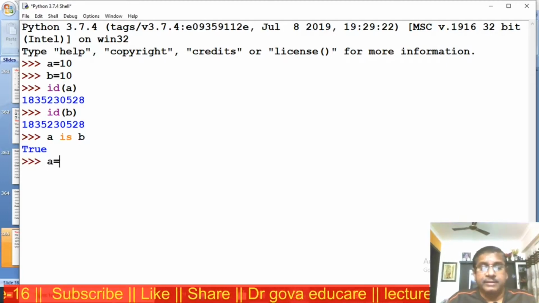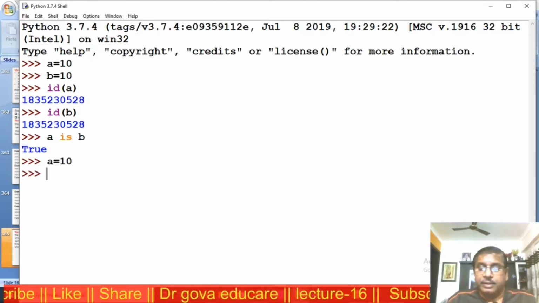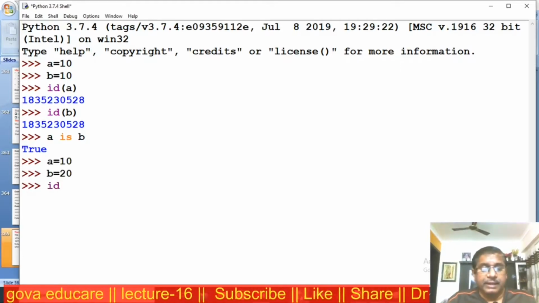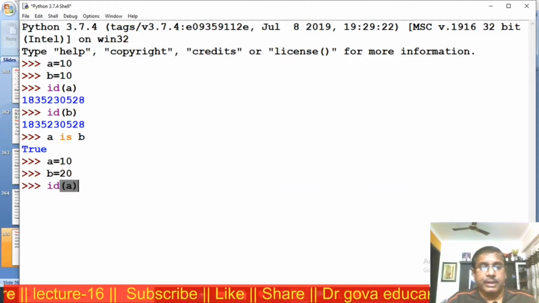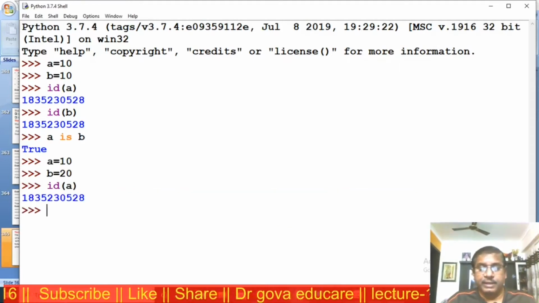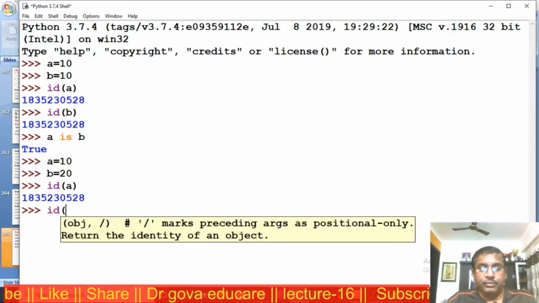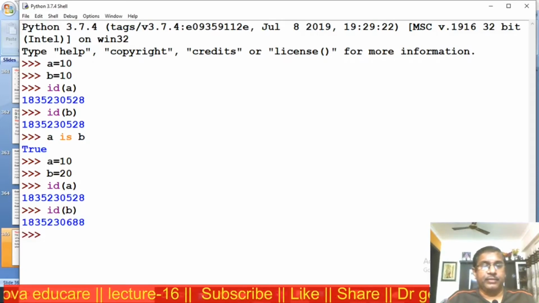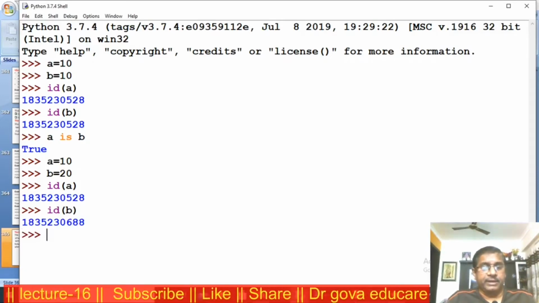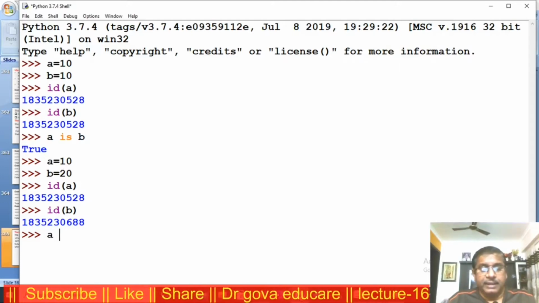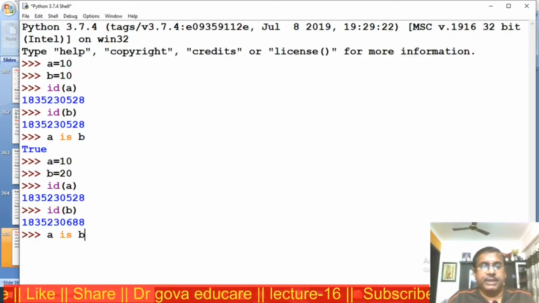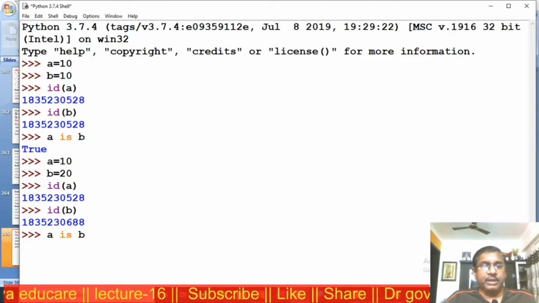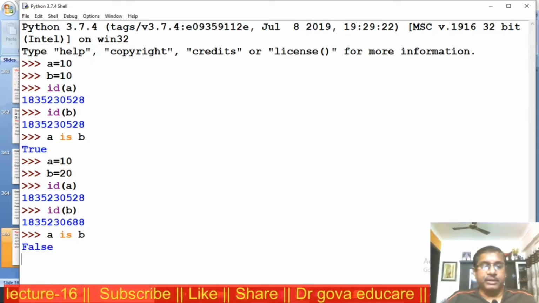Similarly, A is equal to 10, B is equal to 20. The id of A, this is the id of A, and the id of B. Now observe here, the id of A and the id of B are different. Now I am comparing A is B. The id of A is not equal to the id of B, so A is B returns false.